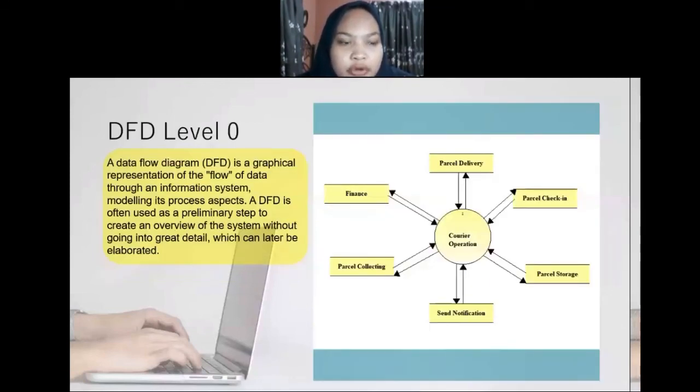Okay. Second is the DFD level 0. A data flow diagram is a graphical representation of the flow of data through an information system, modeling its process aspects. The DFD is often used as a preliminary step to create an overview of the system without going into great detail, which can later be elaborated. And this is the example of the DFD level 0.